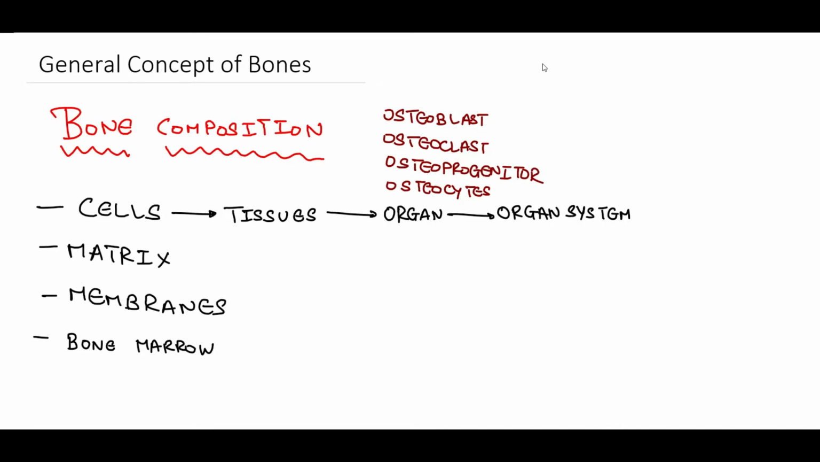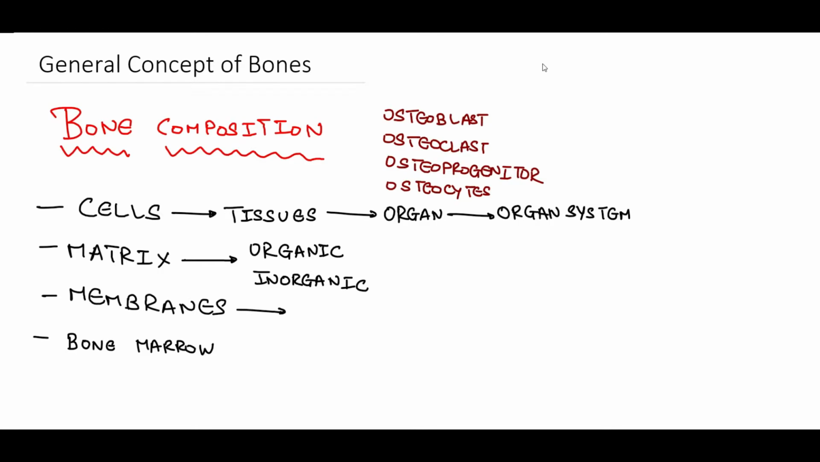Then we have the matrix. The matrix comprises the organic as well as the inorganic components. So, the matrix comprises the organic and the inorganic parts. The next constituent of the bone which we have is the membranes.